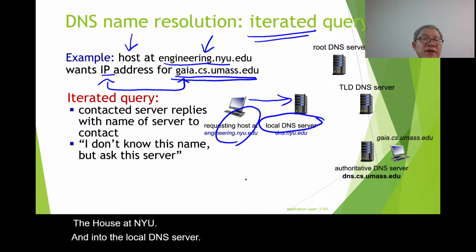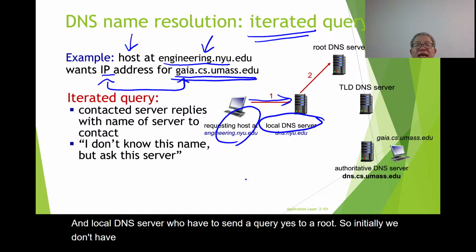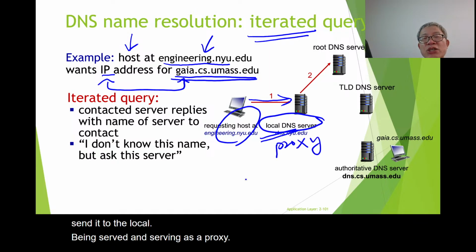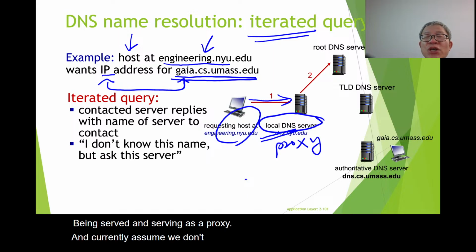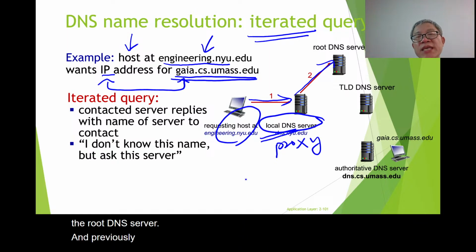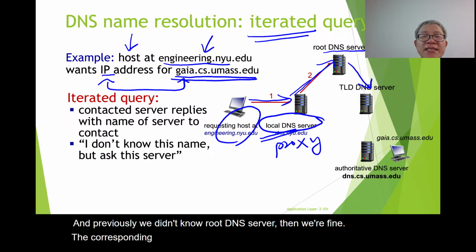And the local DNS server, where does it send the query? Yes, to the root. Initially, we don't send the query directly to the root DNS server. Instead, we send it to the local DNS server, which serves as a proxy. Currently, assume we don't have any possible cache, so we send it to the root DNS server. Then we find the corresponding TLD.